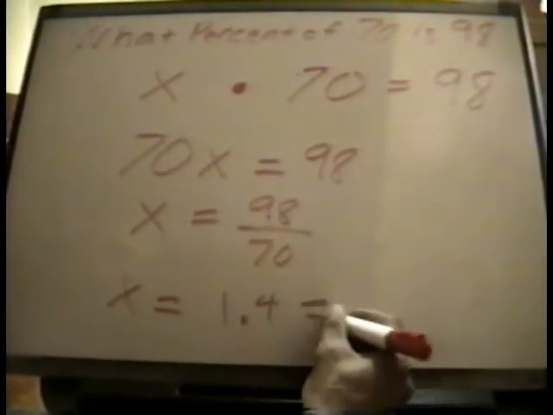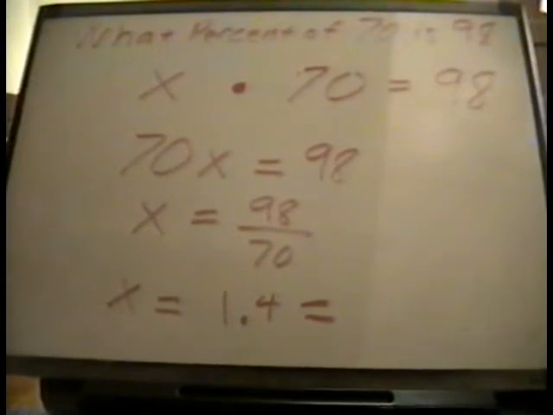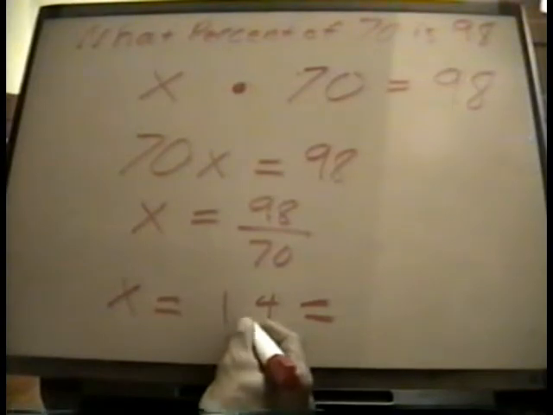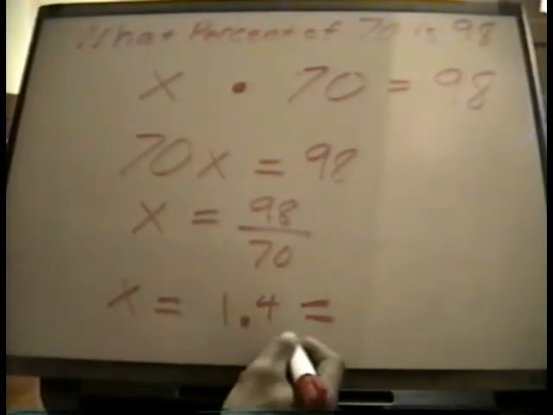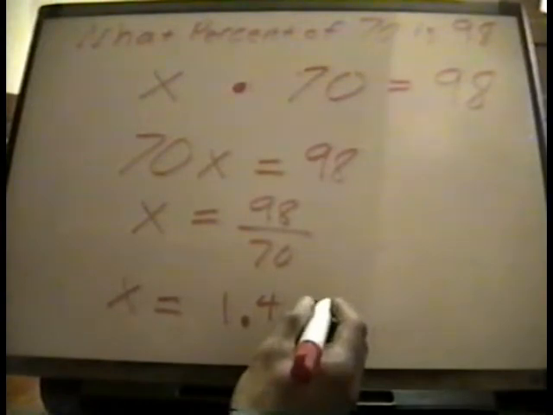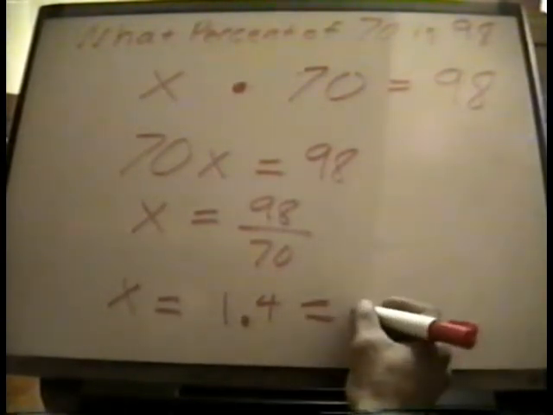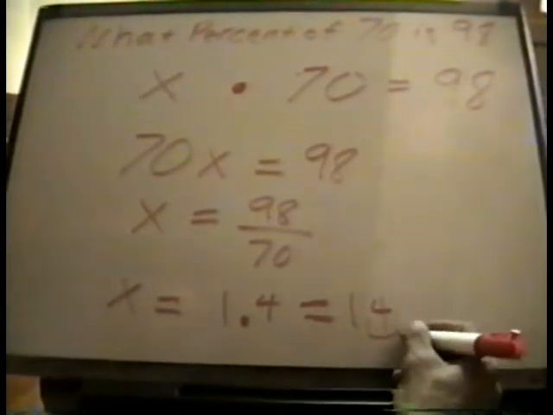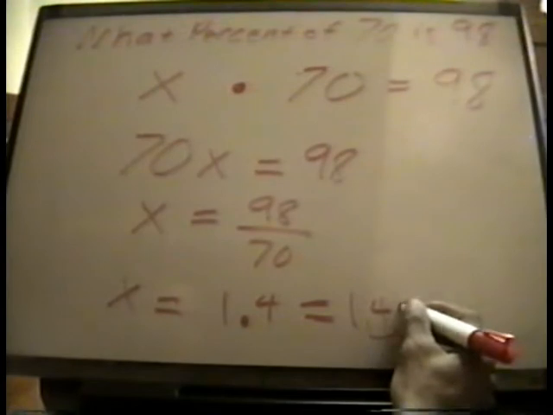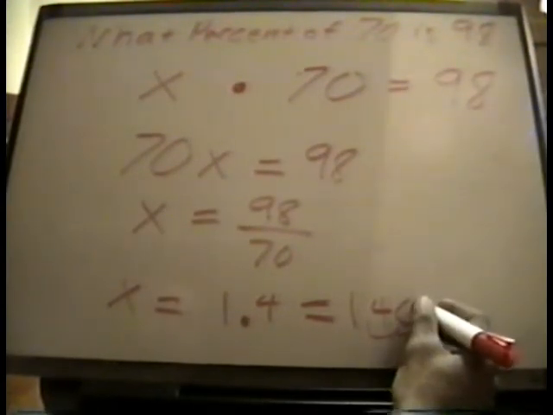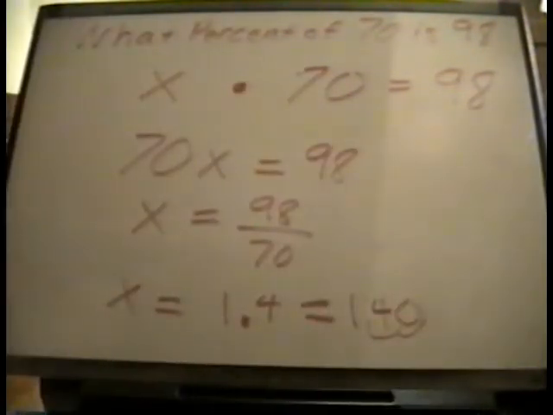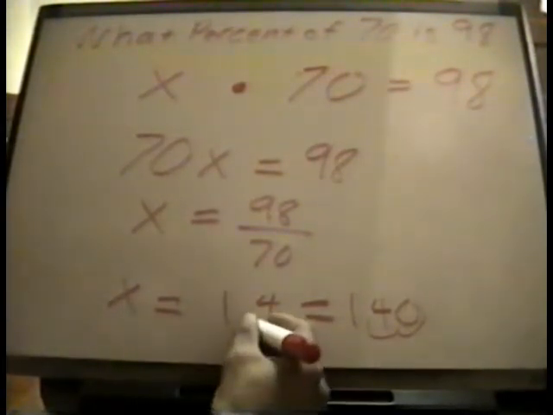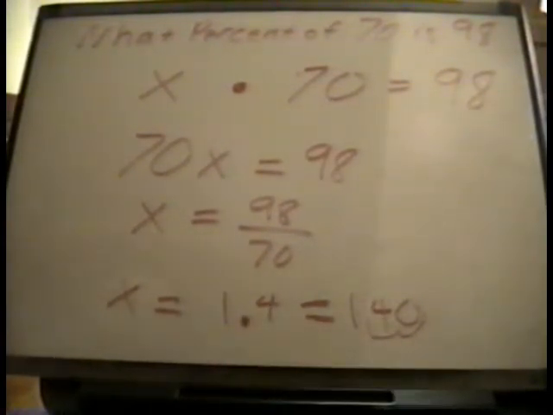Now this is not our final answer. We have to convert our decimal into a percentage by shifting the decimal place twice to the right and placing a percentage sign next to it. So it becomes 1.40. 1.4 becomes 140%.